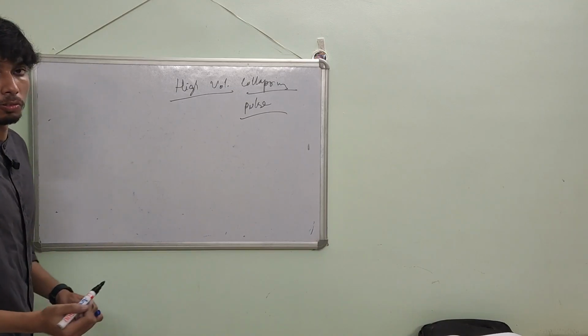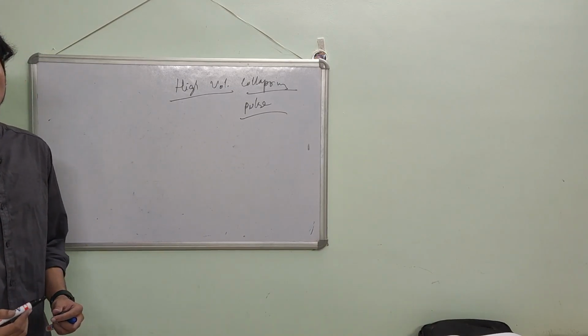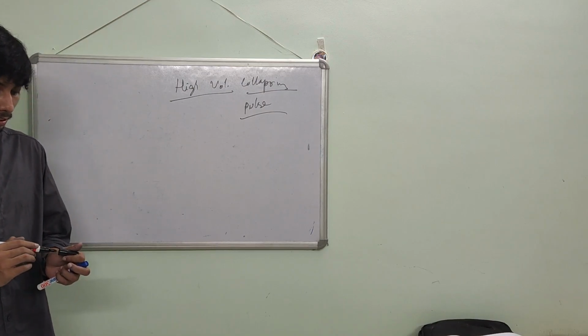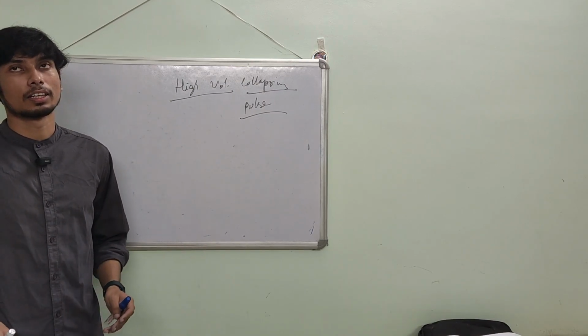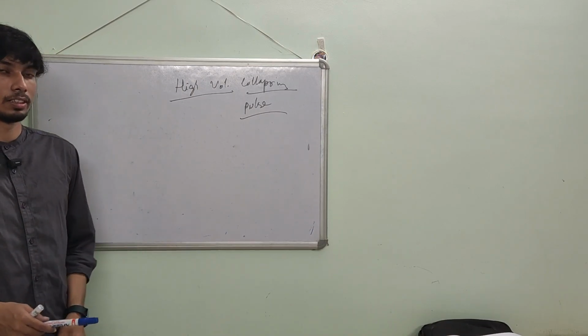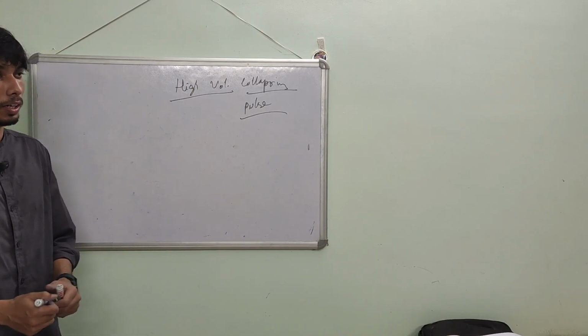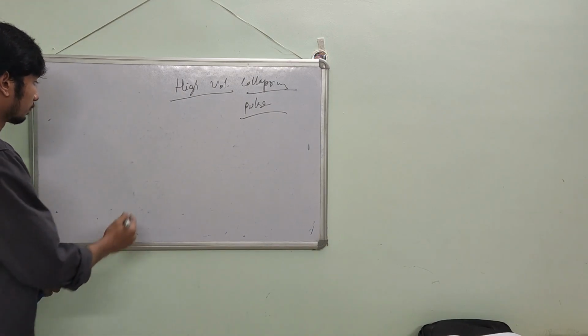Why is it called high volume? Because stroke output is increased. That's why it's called high volume. And why is it collapsing? Because the arteries collapse after the high volume pulse. What happens? Let's understand.